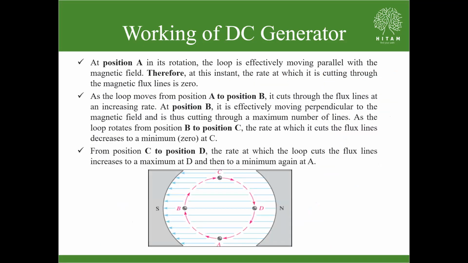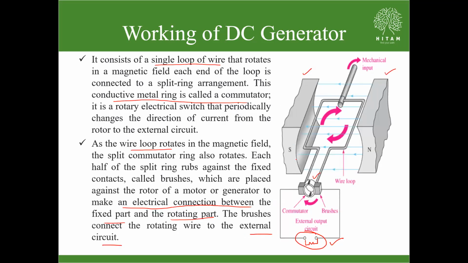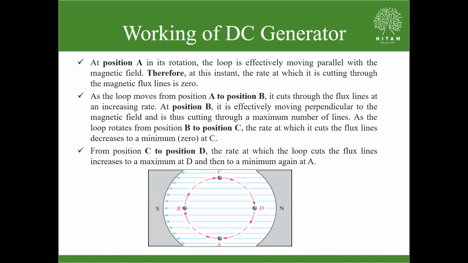Now let us take four positions here: A, B, C, D. For understanding the operation, I am taking four points. Very important. Just focus for 5 minutes, and you will understand very clearly how it is going to generate the DC output.